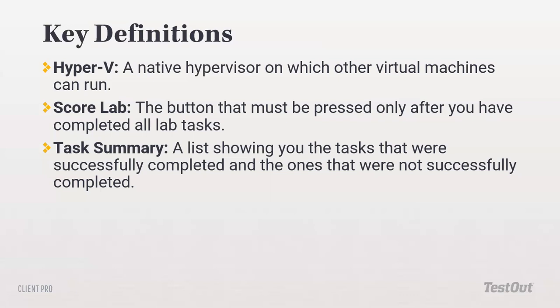And when you click Score Lab, then what you'll get is a task summary, and that will list both the successfully completed tasks as well as the ones on which you could have done better.